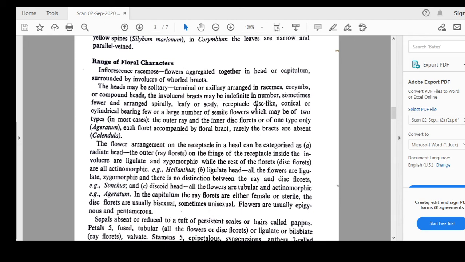The receptacle is disc-like, conical or cylindrical, bearing a few or a large number of sessile flowers, which may be of two types. In most cases, it is of two types, the outer ray and the inner disc florets, or of one type only, like in ageratum. Each floret is accompanied by floral bracts. Rarely the bracts are absent, as in calendula.